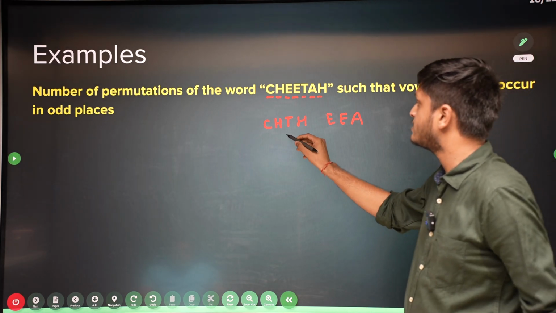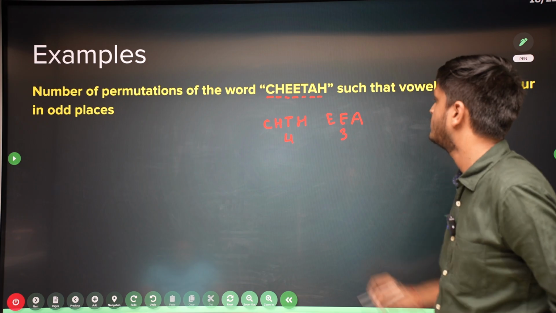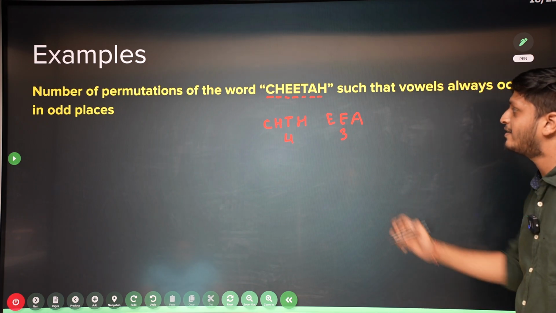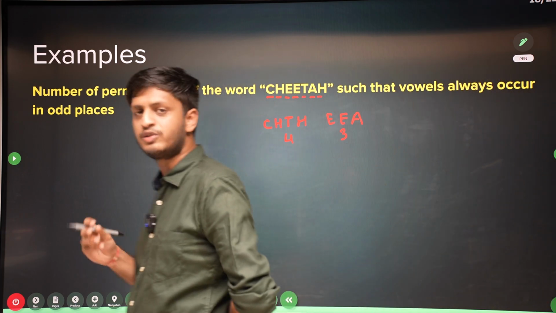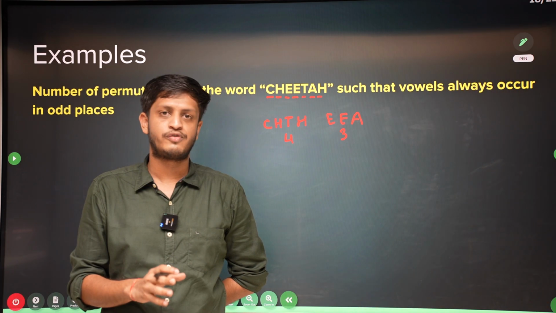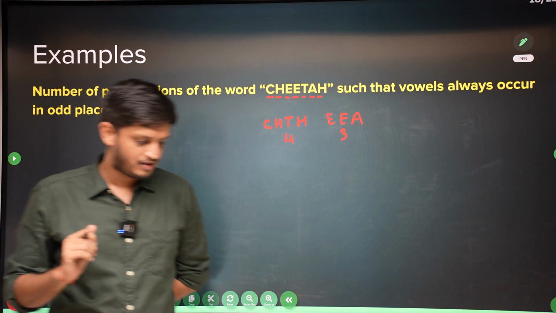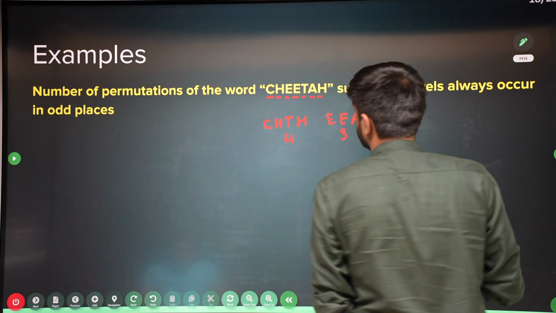Okay, 4 consonants, 3 vowels, and the vowels are repeating also, so we will overcount. That's okay. Now we know the trick of everything. Whatever we have learned so far, you can solve this problem. Okay, let's do that. So we have 7 places.